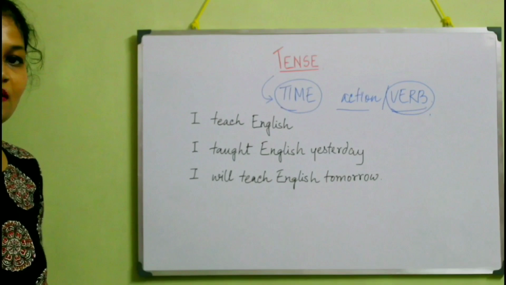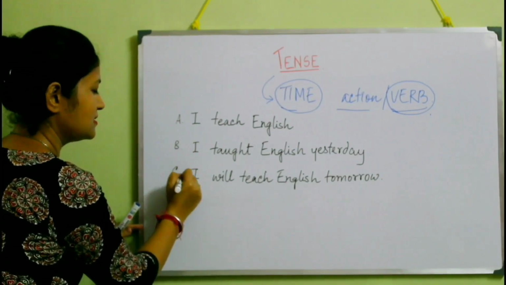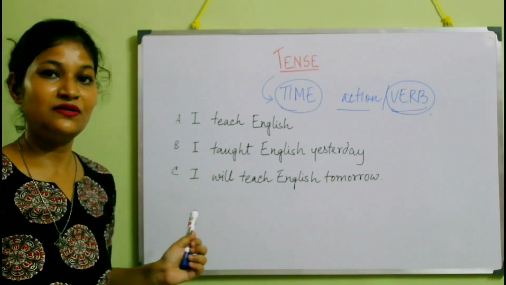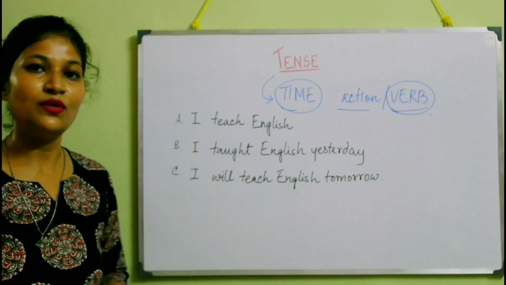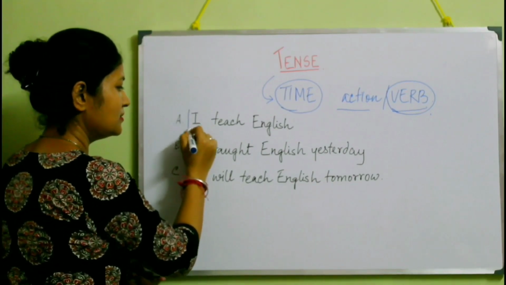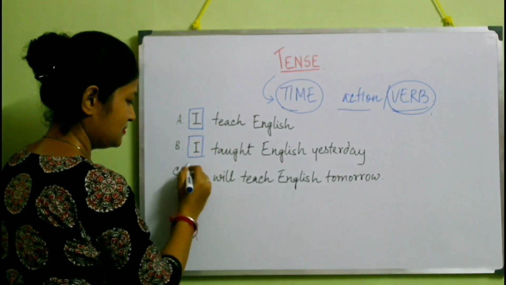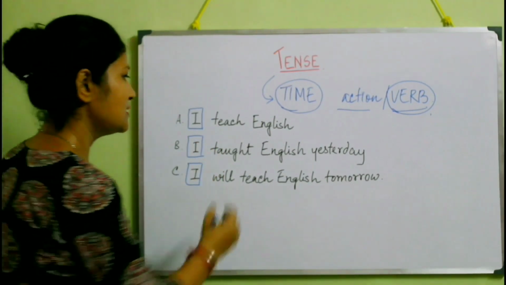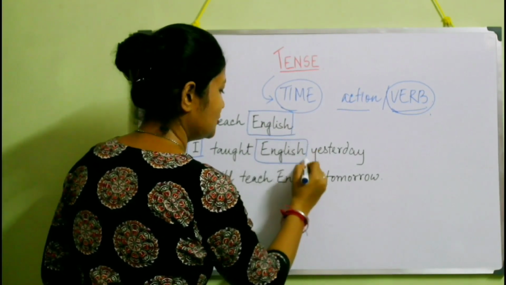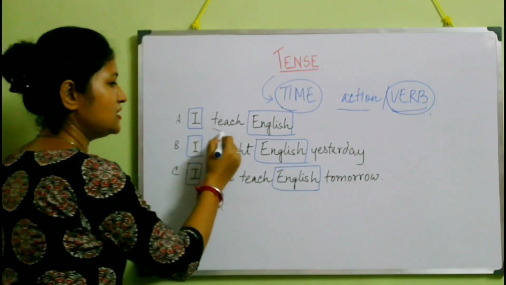Look at these three sentences, sentence A, B and C. First we'll mark the things which remain the same in the three sentences, and then we'll mark the words which change in the three sentences. So, the things which remain the same: I, the subject of the sentence. And another thing which remains the same, the object, English. And the word which changes: teach.